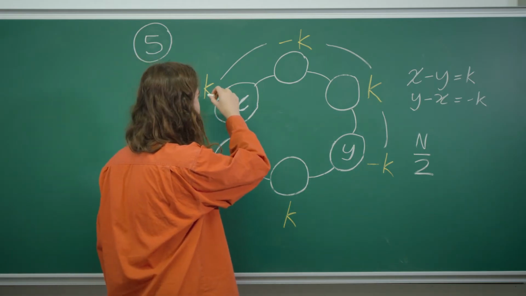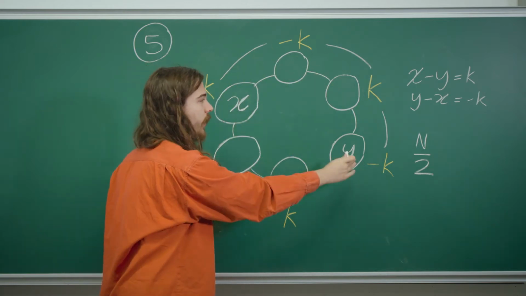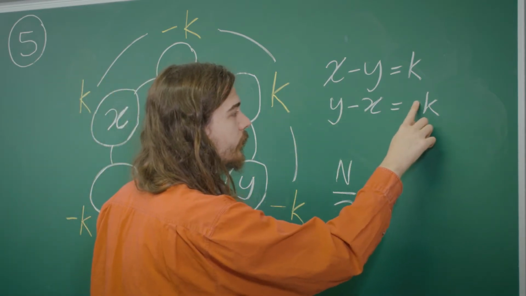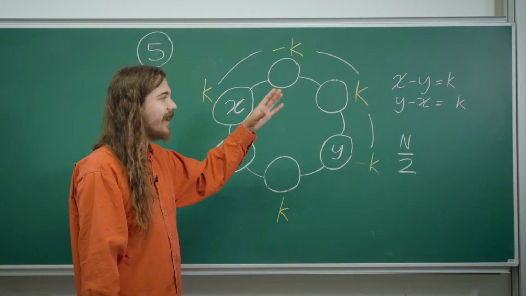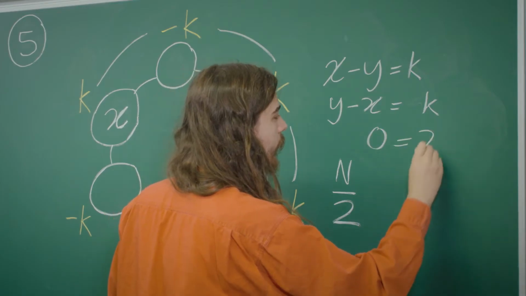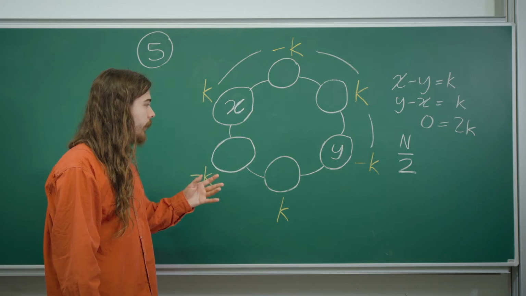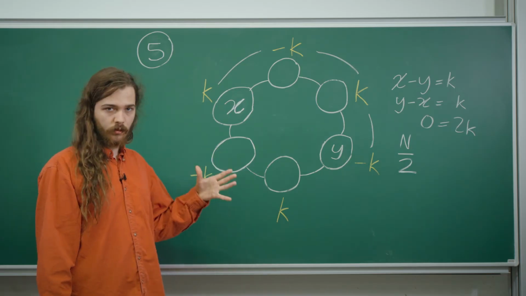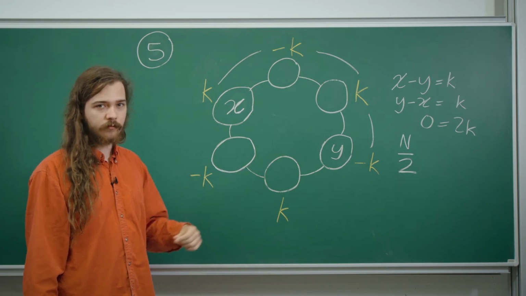Well, if it changes an even number of times and it starts off at plus k, then it will end up at plus k again. So that will mean that x minus y equals k and y minus x also equals k. But that means that k has to be 0, because we can add these two together and get 0 equals 2k. In this particular problem, k isn't allowed to be 0, because that would mean that opposite numbers are the same, and we have to have all the numbers being different.